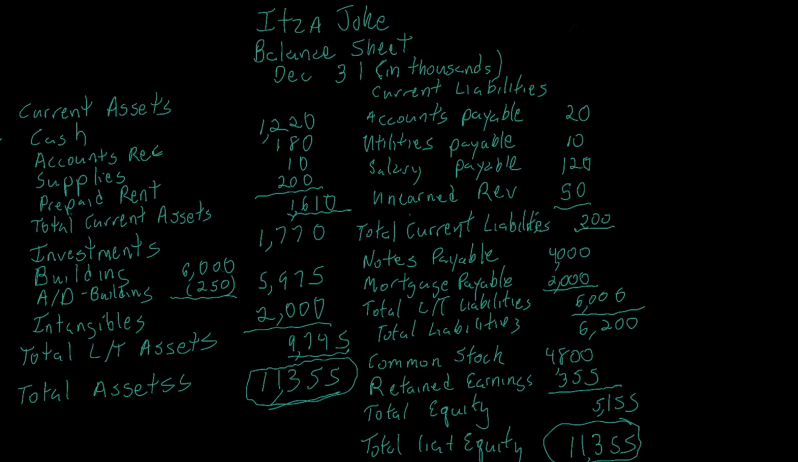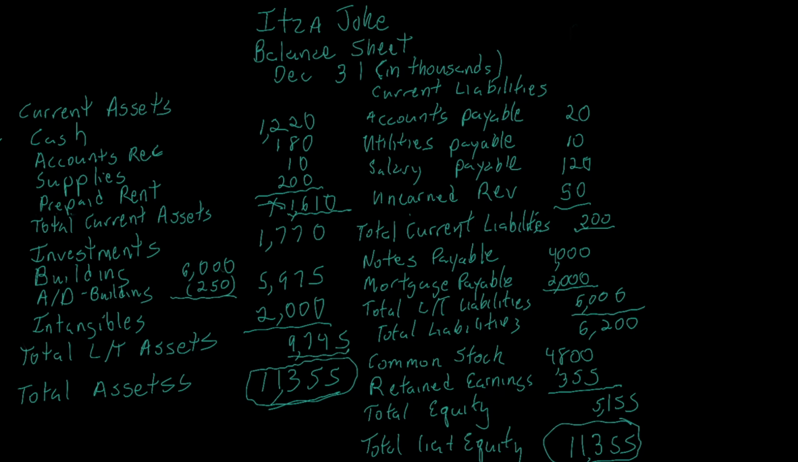So our current assets are as follows: cash, accounts receivable, supplies, prepaid rent, and we get a total current asset of $1610. And then we move on into our long-term investments, which happens to be our long-term assets. And so we have some investments that are of $1770. And then we go to our PP&Es. Since we only have one, we don't properly have to categorize a PPE account title.